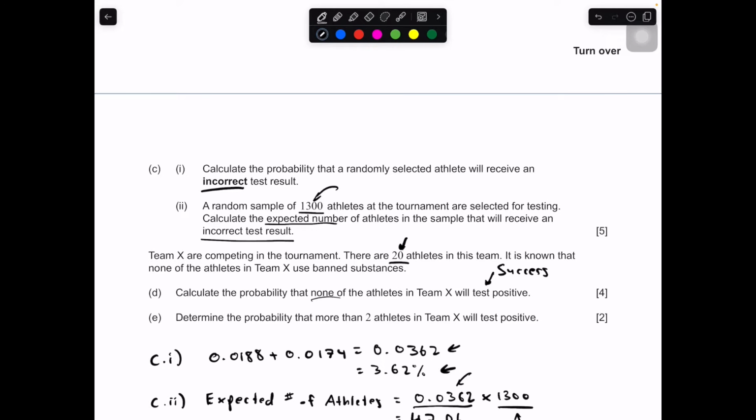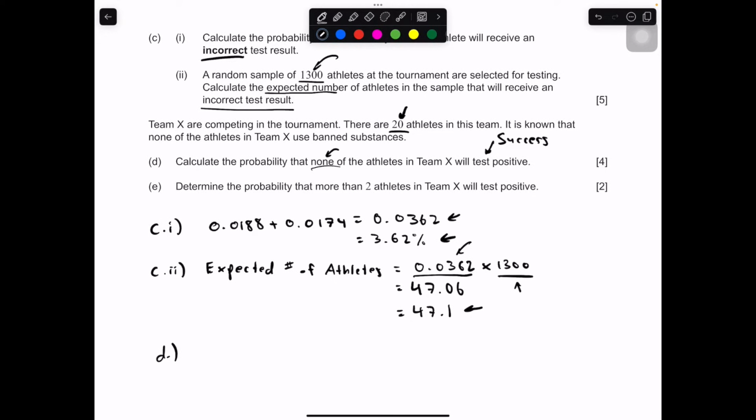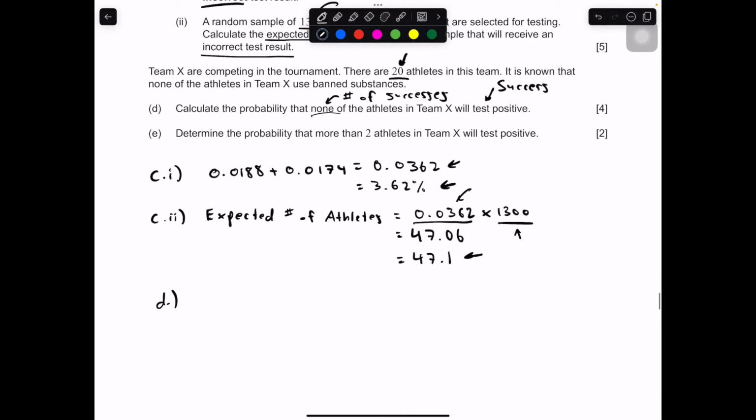All right. So let's call test positive a success, and this is number of successes. If we're dealing with a binomial, we have number of trials, number of successes, and we have to define our success. We also have probability of success. In this case, number of trials is equal to 20.